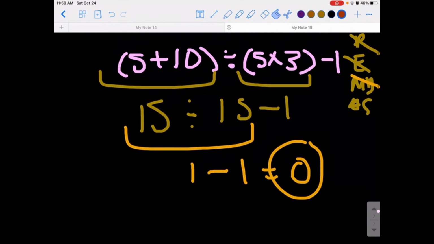So that's why it's really important that if you are rewriting a problem, you don't forget anything. And do not forget, when you're rewriting a problem, make sure you include the parentheses, because parentheses really can change your answer. Hopefully you learned something from this video.